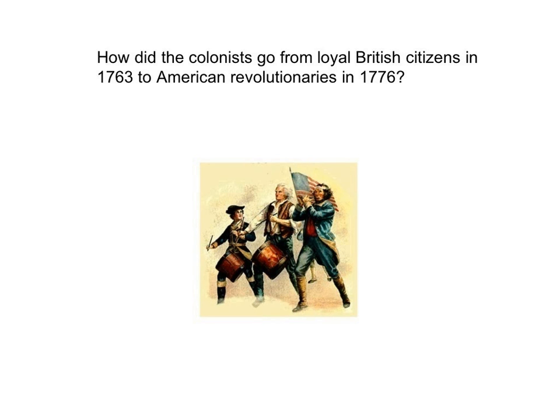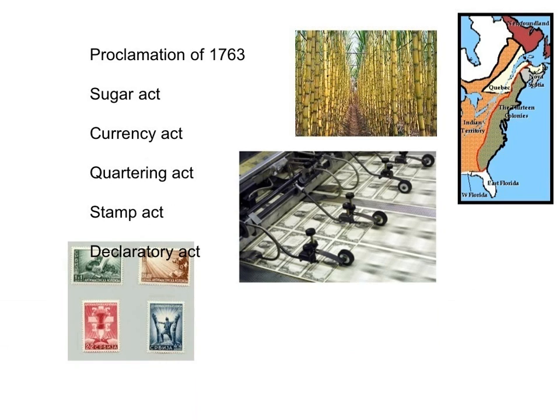How did the colonists go from loyal British citizens in 1763 to American revolutionaries in 1776? Tension between Britain and the colonists grew as new laws were forced upon them. Britain threw controversial economic and socially upsetting laws on the colonists.